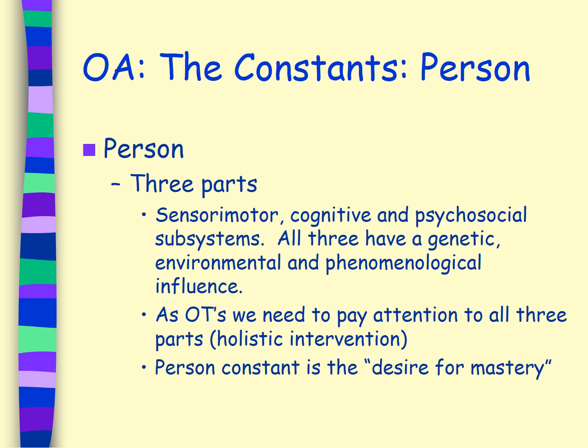So as occupational therapists, we need to pay attention to all three parts of the person: the sensory motor, the cognitive, and the psychosocial, so that we can provide a holistic intervention looking at the whole person, like some of the other models we've talked about. As I've showed you on the diagram, the person is considered constant, as the person is always there, and that person wants to do well. They have a desire for mastery.